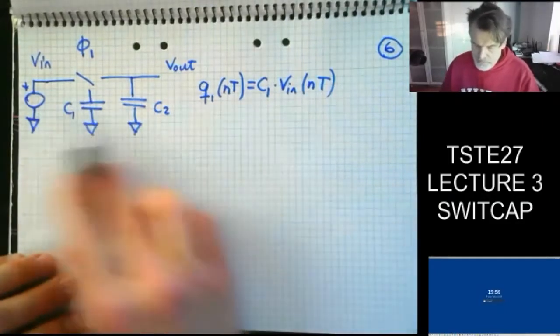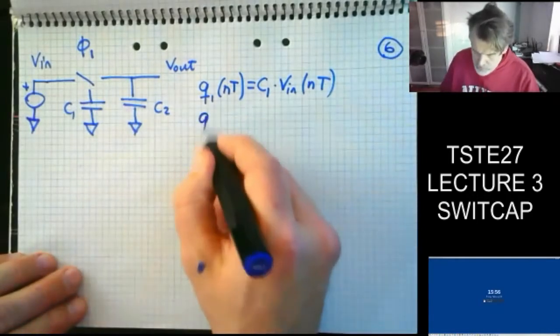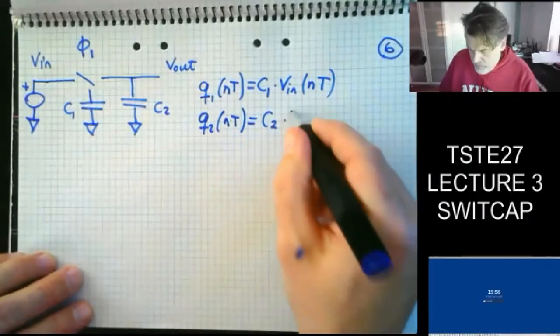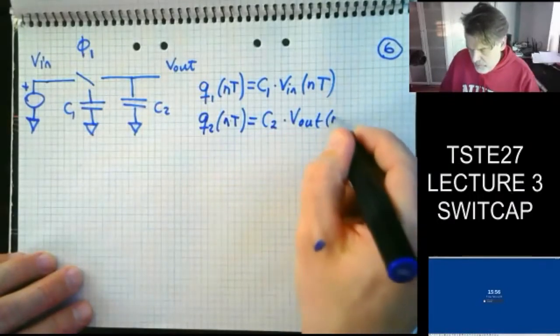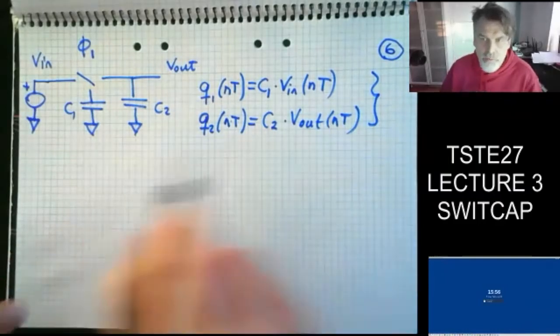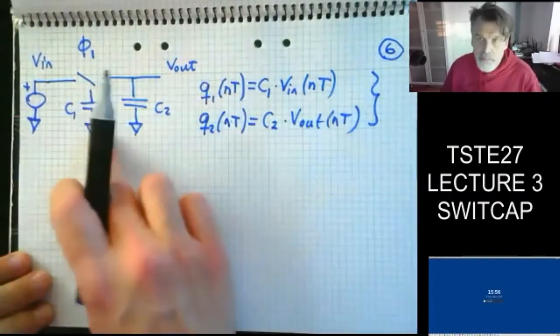Okay, what else do we note? We can also note the charge on C2. So Q2 of nT at the same period is equal to C2 times V out of nT. So this is just some sort of observation that we make of our system in each phase. And it's obviously one equation per capacitor.